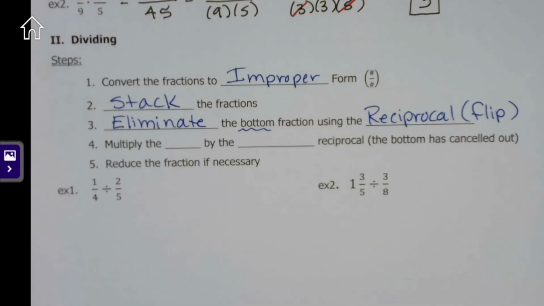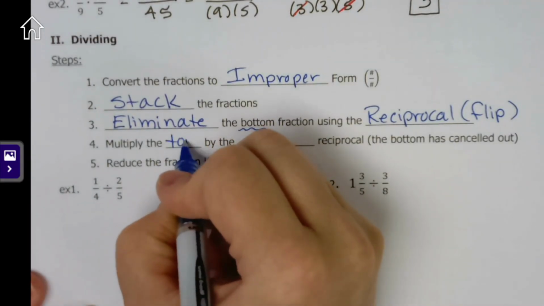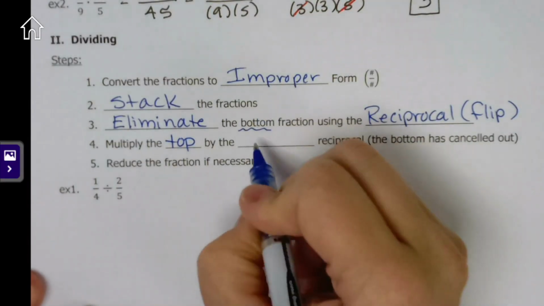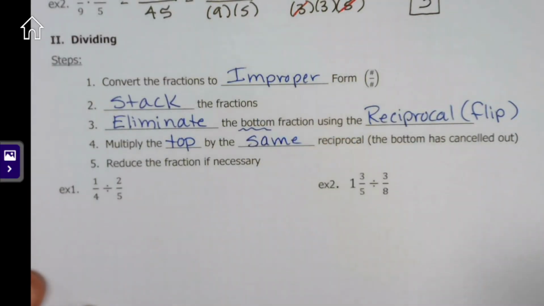Number 4, multiply the top by the same reciprocal. So the bottom's already canceled out. All you have left is the top. Multiply it by the same thing and then reduce. Now, I'm not going to show you this the 4th grade way. I'm going to show you it with stacking because that's what we're going to add on to later. And that's the required skill for algebra, is how to handle stacked fractions.